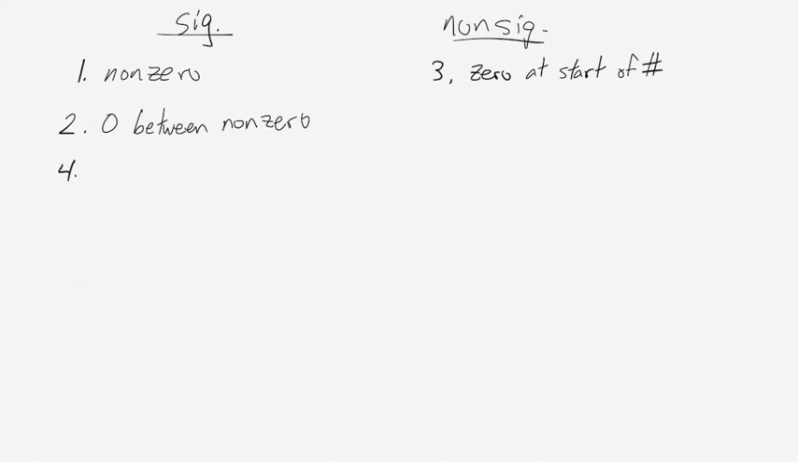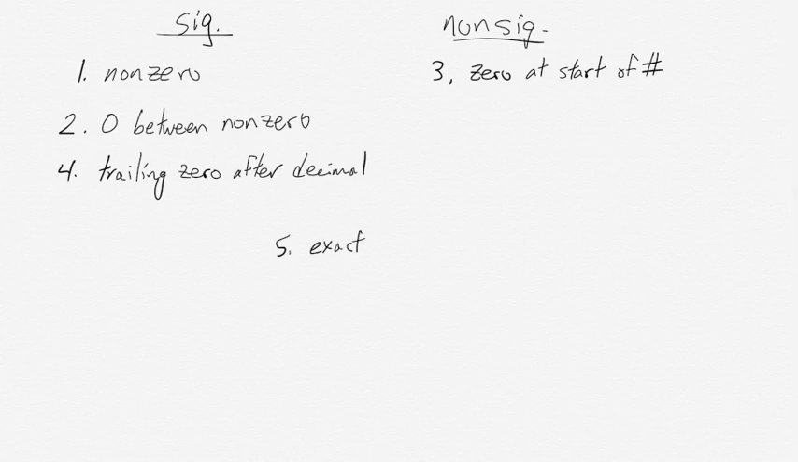The fourth rule is that trailing zeros are significant after a decimal place. And the fifth rule is sort of separate from these categories. Exact numbers can be treated as if they have infinite significant figures.